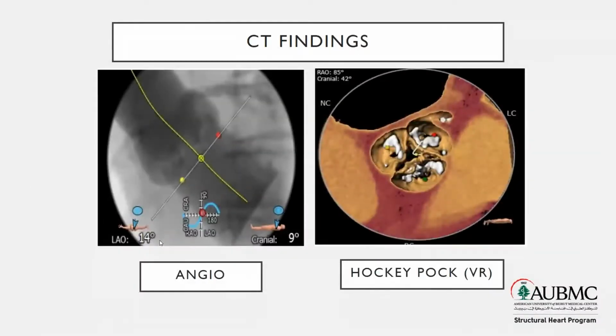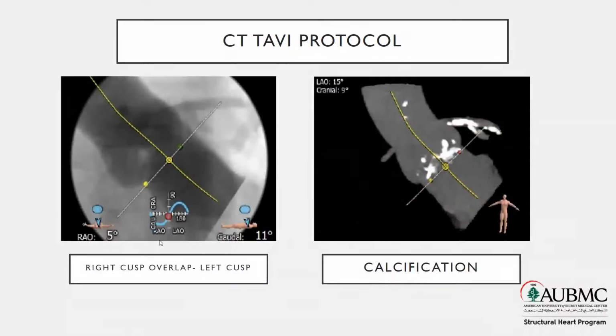We did the 3 angio view where the 3 cusps are together and shows LAO 14 cranial 9 with even calcification between the 3 leaflets. The right cusp overlap and left cusp overlap showed an angle in RAO 5 and caudal 11. And this is the distribution of calcification. For the Portico valve, I don't usually like to use the cusp overlap because in this valve, you don't want to go very high. It's not funnel shaped like the Medtronic valve. It's tubular, and you might not get adequate sealing if you go very high and you cannot post-dilate.